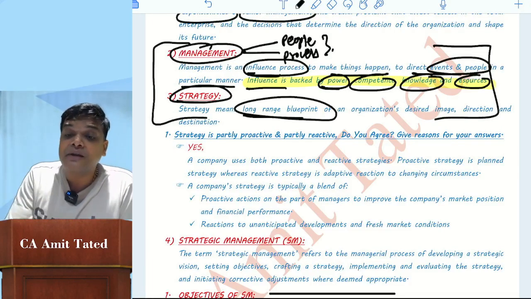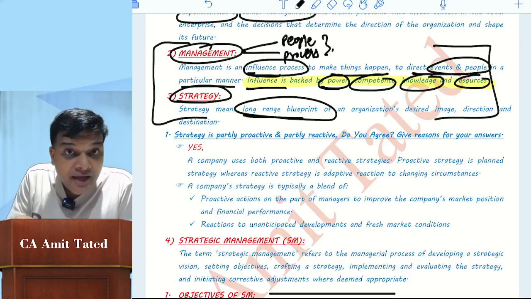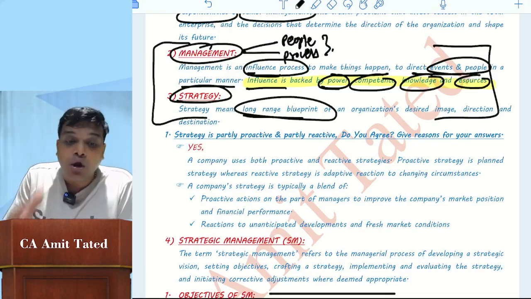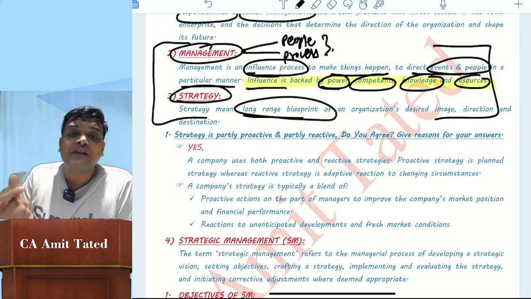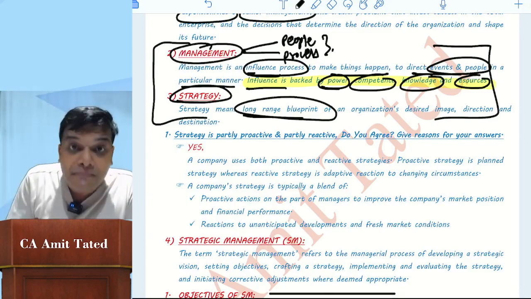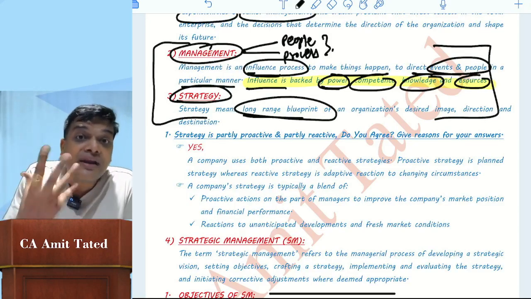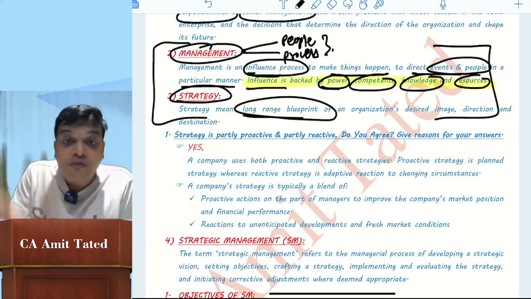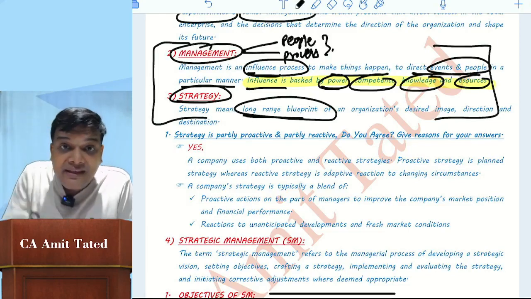Now, strategic management means what? Strategic management is basically a process because it has the word management. It is a process which involves a total of 5 things. Whenever I say Amit Tated has a strategy, it means Amit Tated has long-term planning. But if I say Amit Tated has strategic management, it means Amit Tated has a process to manage that strategy, the strategy which I have devised and planned. I need to manage that strategy.